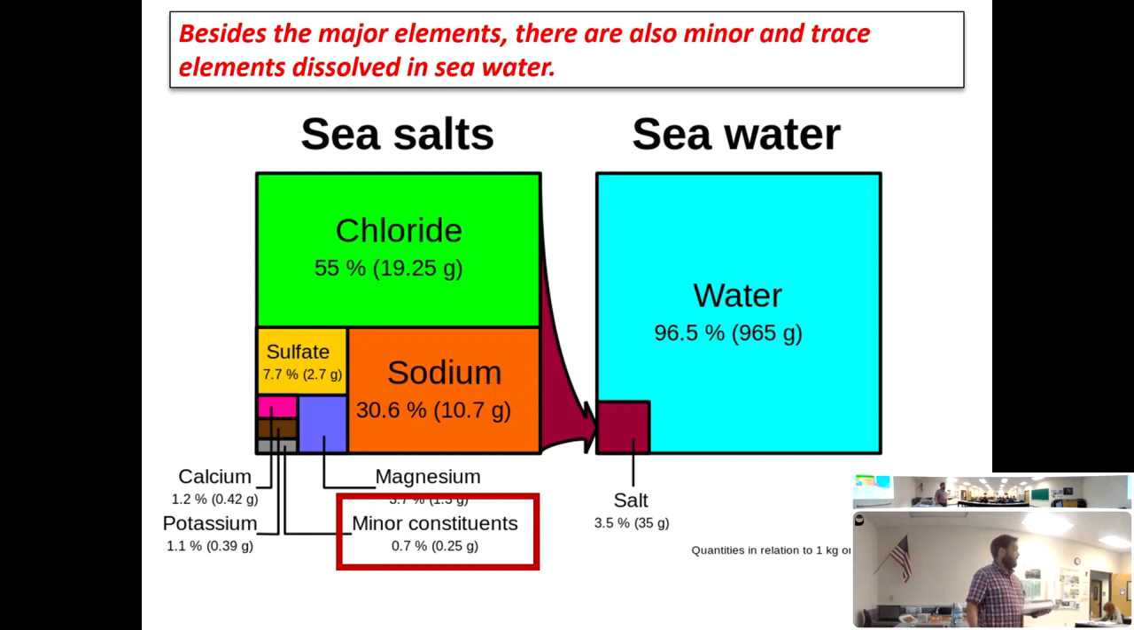All right, so in the previous lecture, we talked about the major components that are dissolved into the ocean's waters. What are some of those major chemical components that comprise sea salt that are dissolved into the ocean water? What are the most important elements that are dissolved in there?